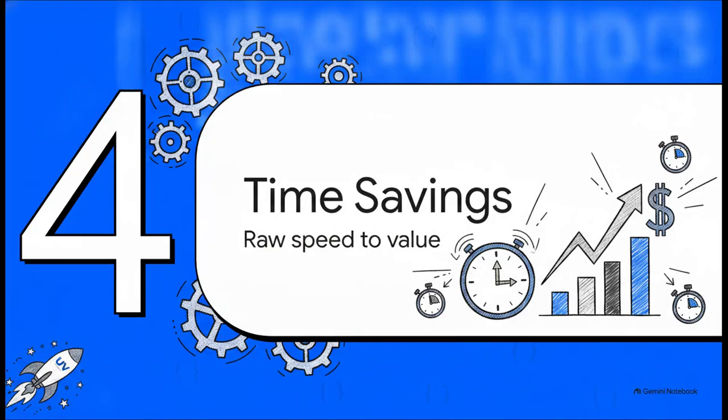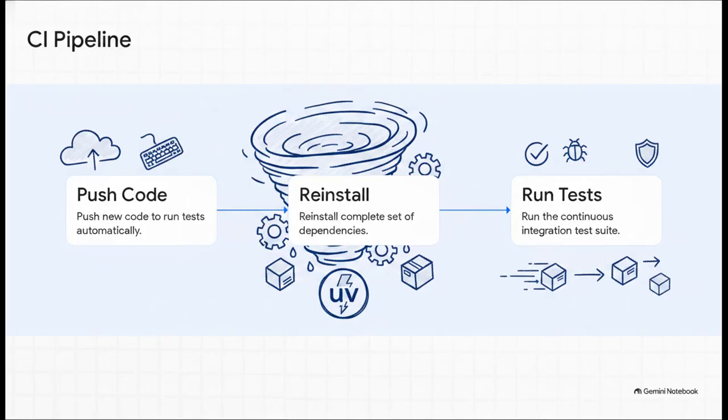Section 4, real-world time savings, translating raw speed into business value. Let's talk about what this means in practice. Think about a standard continuous integration loop. Maybe you're using a system like Tox. The steps are usually pretty straightforward, right? Step 1, push new code. Step 2, reinstall all dependencies from scratch. Step 3, run the automated test suite.